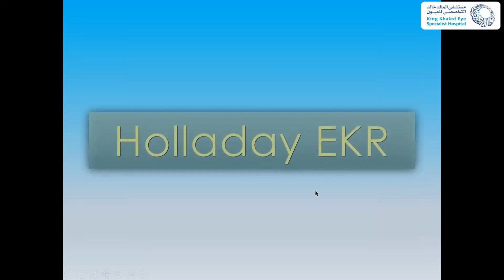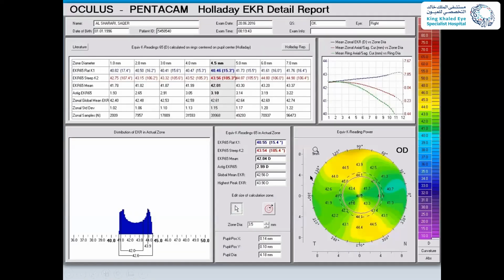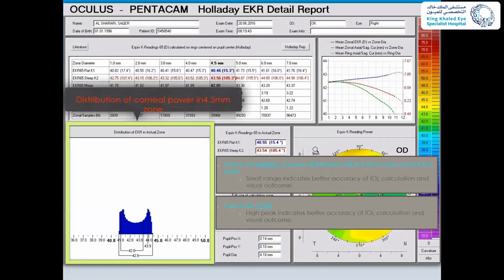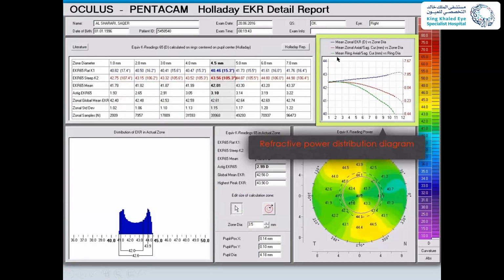So the Holladay EKR report, we briefly touched on before. I don't want to go into further details here. I just want to show you how it looks. It is calculated based on the center of the pupil, or it can be calculated based on the apex of the cornea, and you can use EKR. I only use it as a double check to see how accurate our post-op IOL calculation will be, whatever formula we are using, Haigis-L or the ASCRS website IOL calculators, or Barrett, or any other stuff like that.